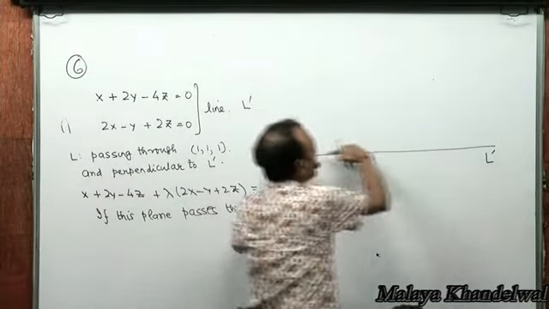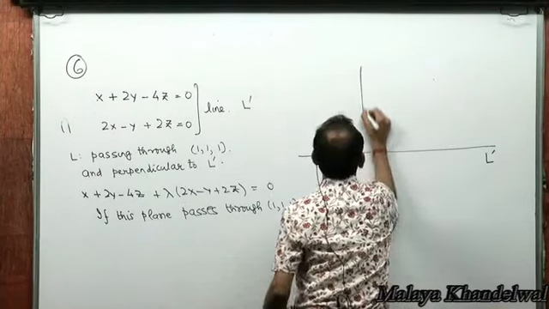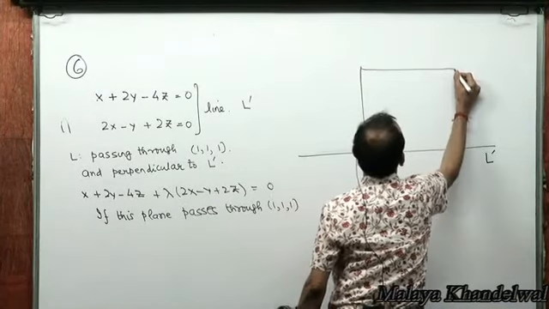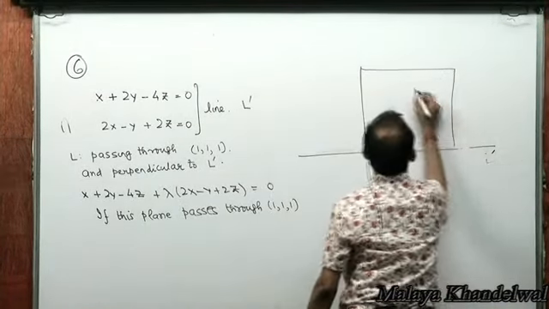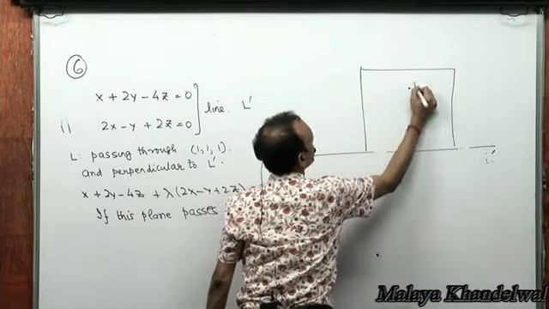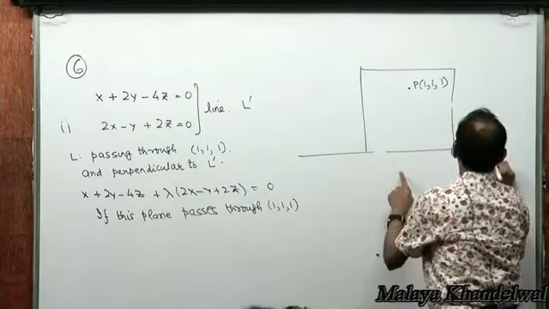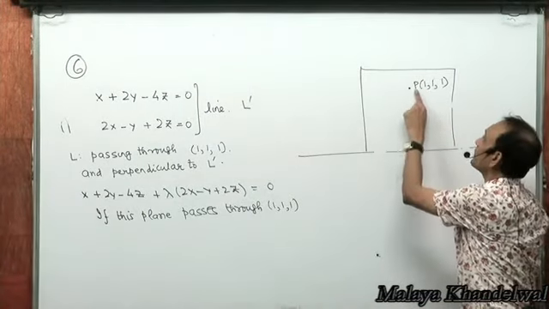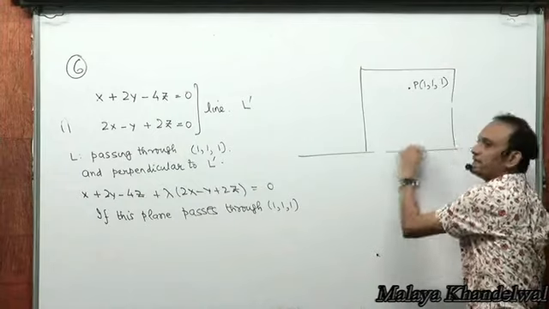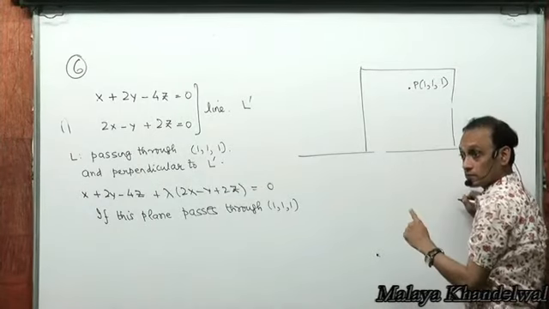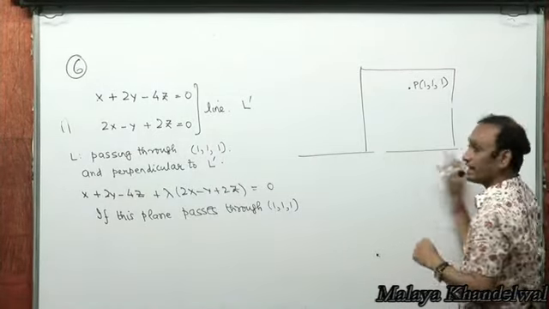What would be a plane containing this line and passing through 1, 1, 1? Let's say this plane is passing through a point P, 1, 1, 1 and containing the line L prime. Yes or no? This is a plane passing through the point 1, 1, 1 and containing this line L prime. Right? This is the plane containing L prime.